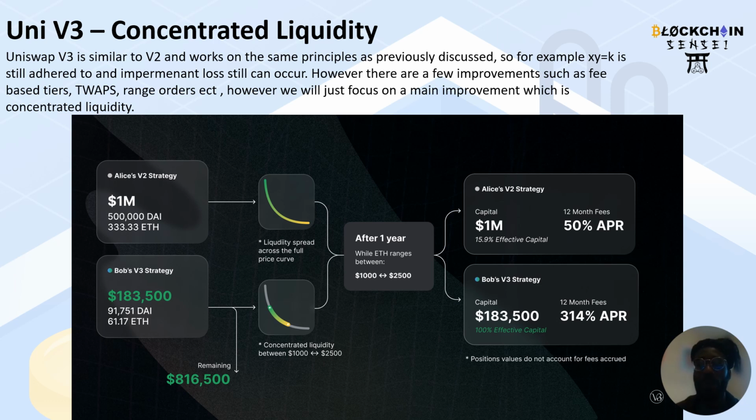Now, what Uniswap V3 does is it allows you to concentrate that liquidity between two areas. So if you, for example, think that the asset, in this case Ethereum, is going to trade between 1,000 and 2,500 for an X amount of time, and you're providing liquidity, all you would do is concentrate your liquidity between those two ranges. And as you can see, the V3 strategy is much more capital effective than the V2 strategy.